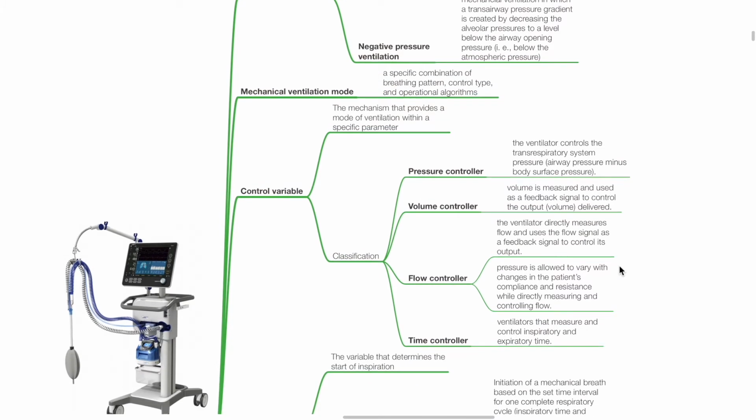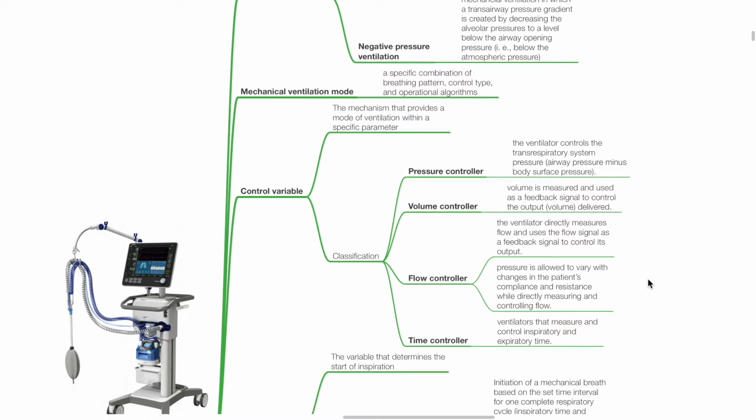Mechanical ventilation mode is a specific combination of breathing pattern, control type, and operational algorithms. Control variable is the mechanism that provides a mode of ventilation within a specific parameter. Classification includes pressure controller. The ventilator controls the trans-respiratory system pressure, which is airway pressure minus body surface pressure. Volume controller. Volume is measured and used as a feedback signal to control the output delivered.